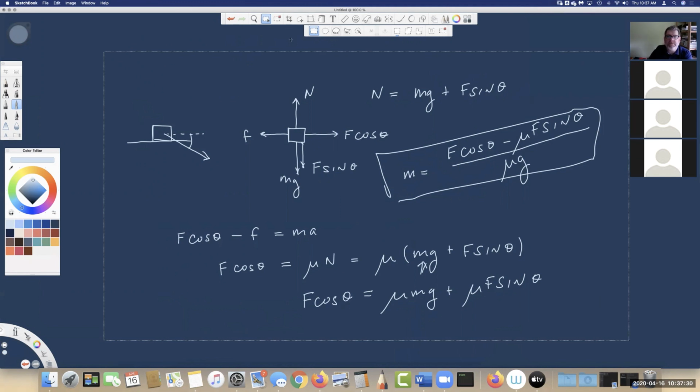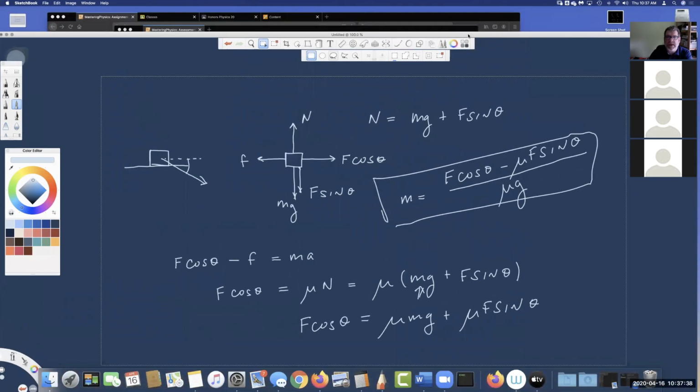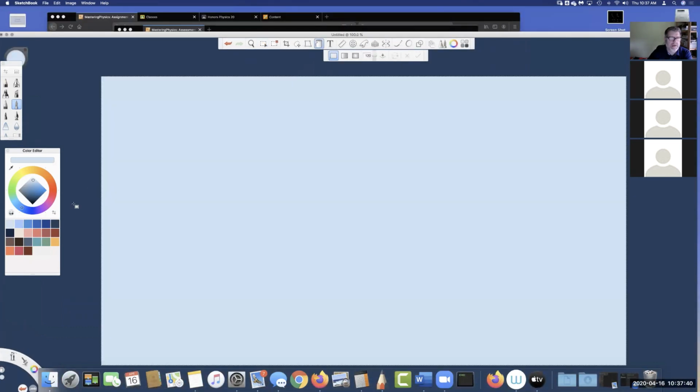I want this menu to go away. Fine, be that way. All right. So this crate is on an incline. Oh, it's the worst. Look at that. It's like I'm not even trying.